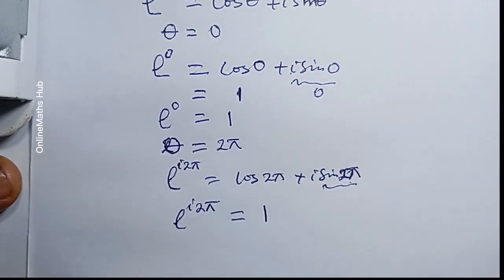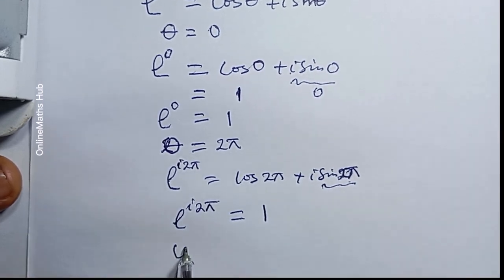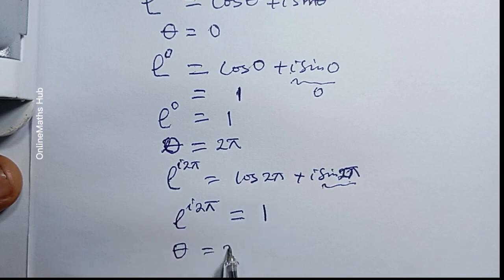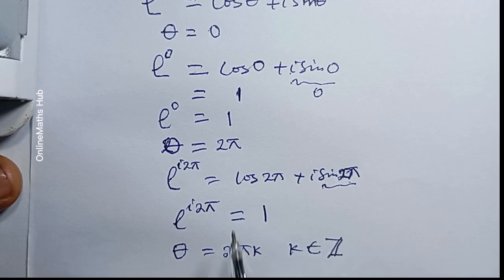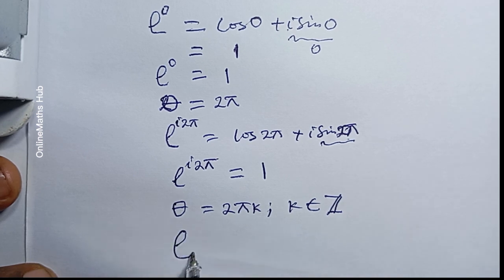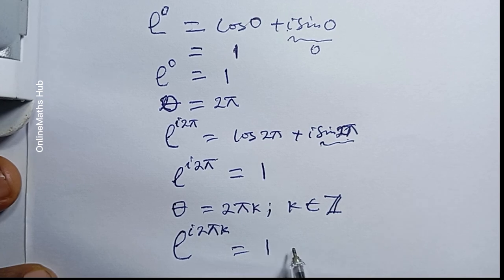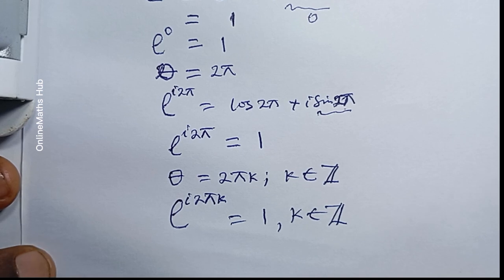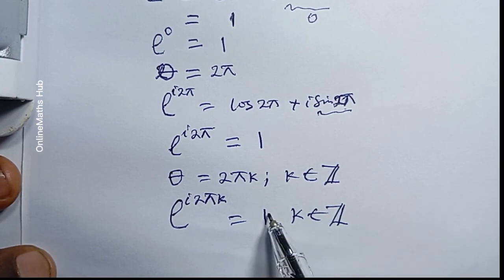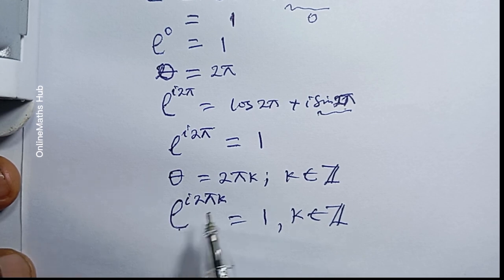In general you're going to find that whenever theta is equal to 2 pi k for all integer values of k, this exponential equation is going to give you 1. So e to the i 2 pi k is equal to 1, and this is going to happen for all integer values of k. So instead of this 1 in our equation, we're going to replace it with e to the i 2 pi k.